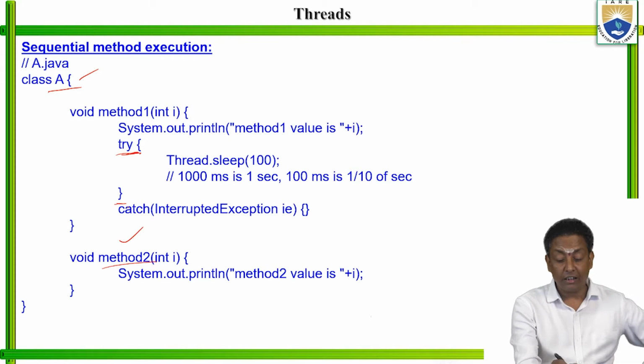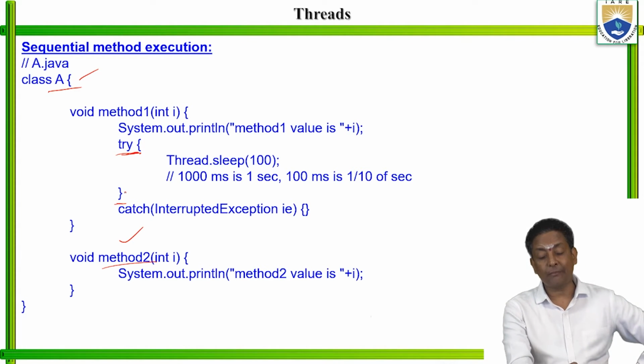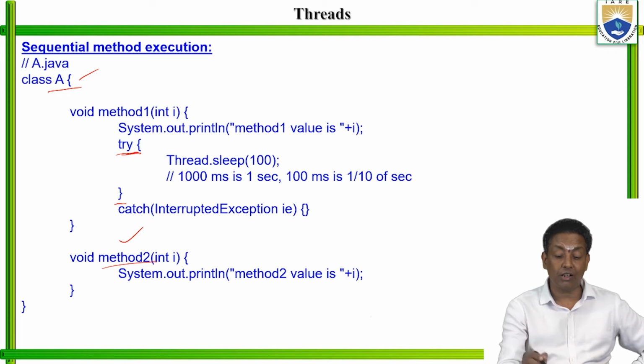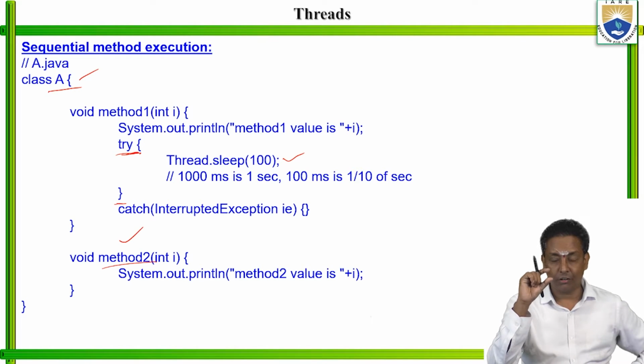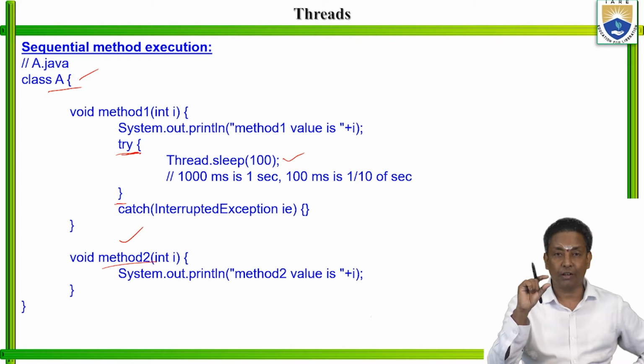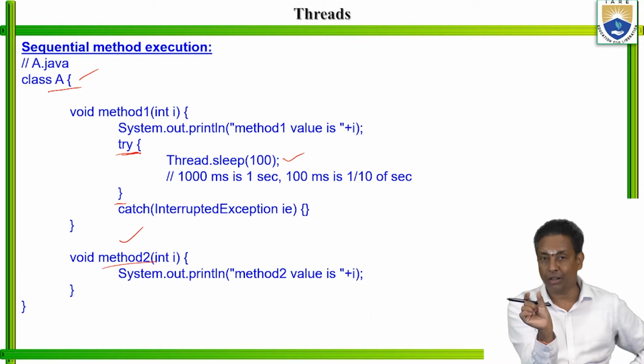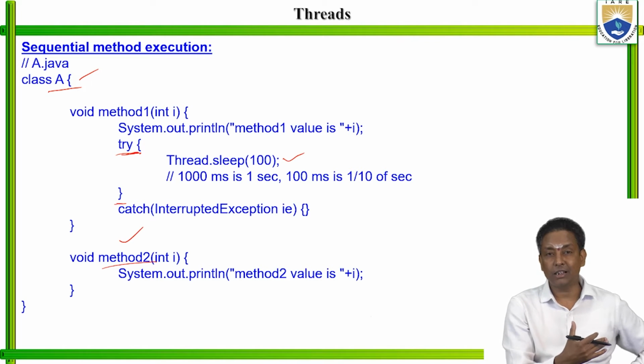And handling, and why are we writing the try block? Because in the Thread class, in the thread API, there is one method given called sleep. If you want to interrupt a method execution for a finite period of time, meaning a fixed amount of time, say for example, 100 milliseconds.